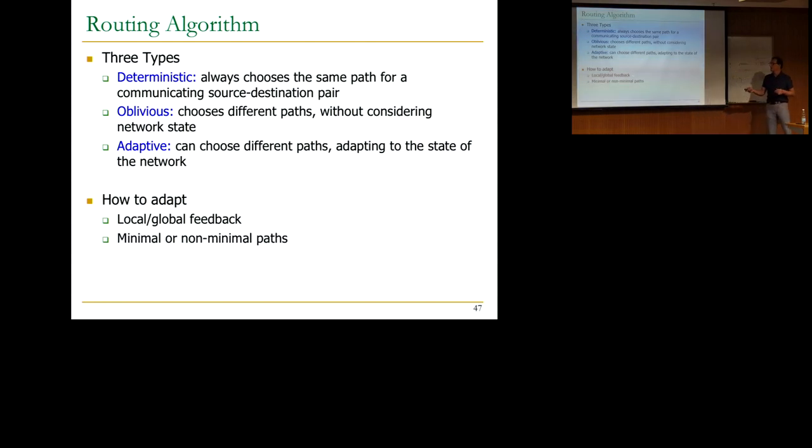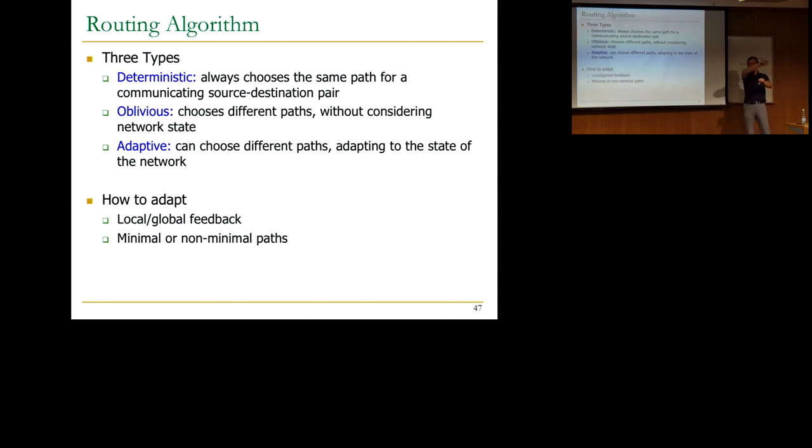There's also, you can have minimal or non-minimal paths. Adaptive routing can be, so from source to destination, you can have multiple minimal paths. What is the minimal path? Minimal number of hops that you need to go through. And in a mesh, if you think about it, there are at least two minimal paths, right? You can go from X, Y, or Y, X, and that gives you two minimal paths. Which one you choose depends on the local and global feedback potentially. But you can also have easily non-minimal paths, as we discussed in mesh, right?